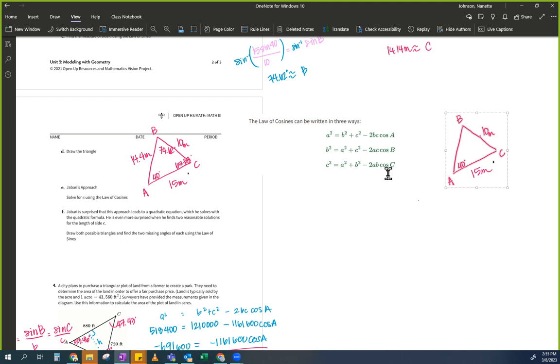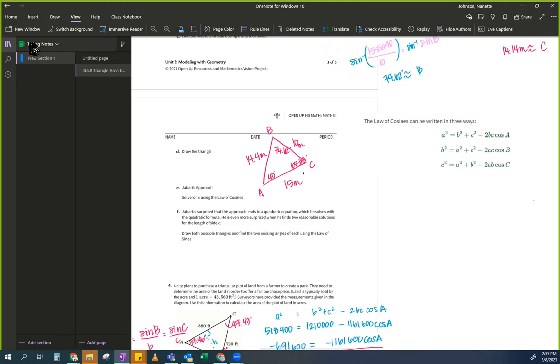So we got A squared equals B squared plus C squared minus 2BC cosine of A. All right, I'm here now. So 10 squared equals 15 squared plus C squared minus 2 times 15 times C cosine of 40 degrees. All right, there. That's much better. Get this guy caught up.